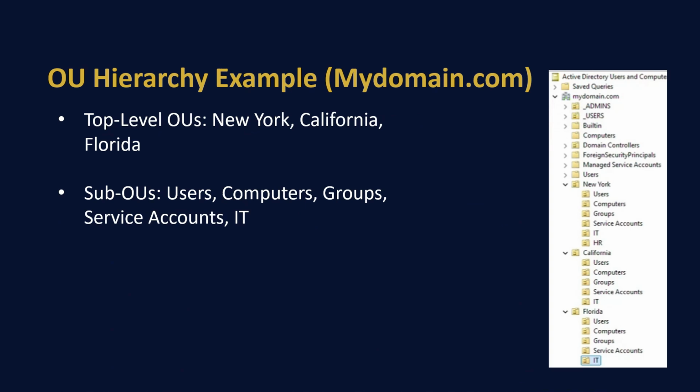Here is a common structure for a multi-site company. We start with the top-level OUs for our locations, which are New York, California, and Florida. Then, within each location, we create sub-OUs to separate object types like users, computers, groups, service accounts, and IT. This structure means that an admin from the California office can be delegated control over only the California OUs, and a computer policy meant for only New York computers won't affect anything in California. It keeps things tidy and targeted. Imagine having all your objects in one folder.